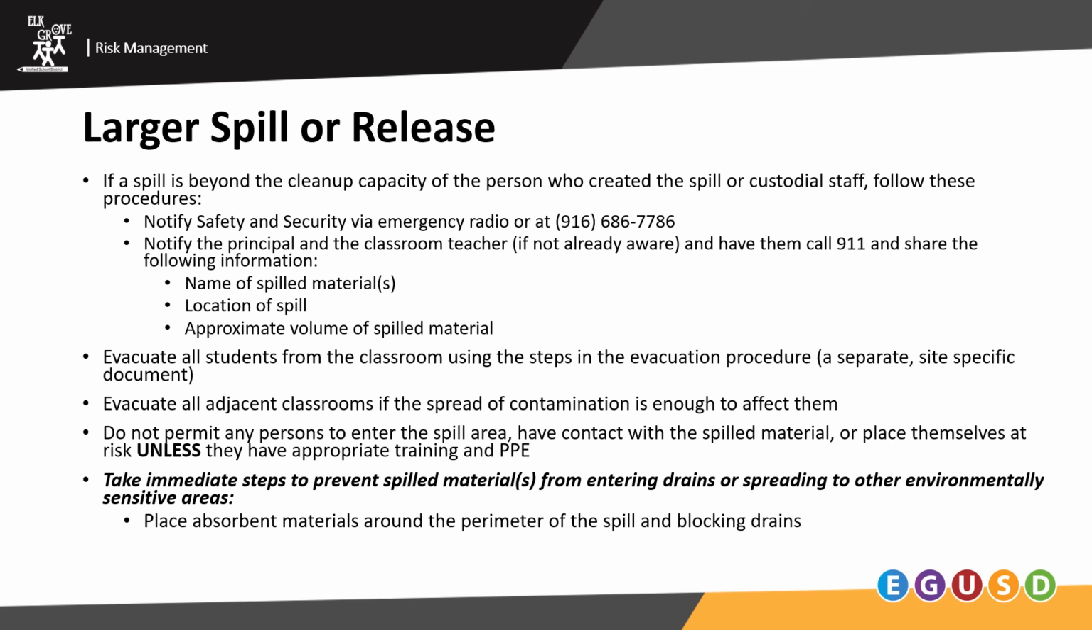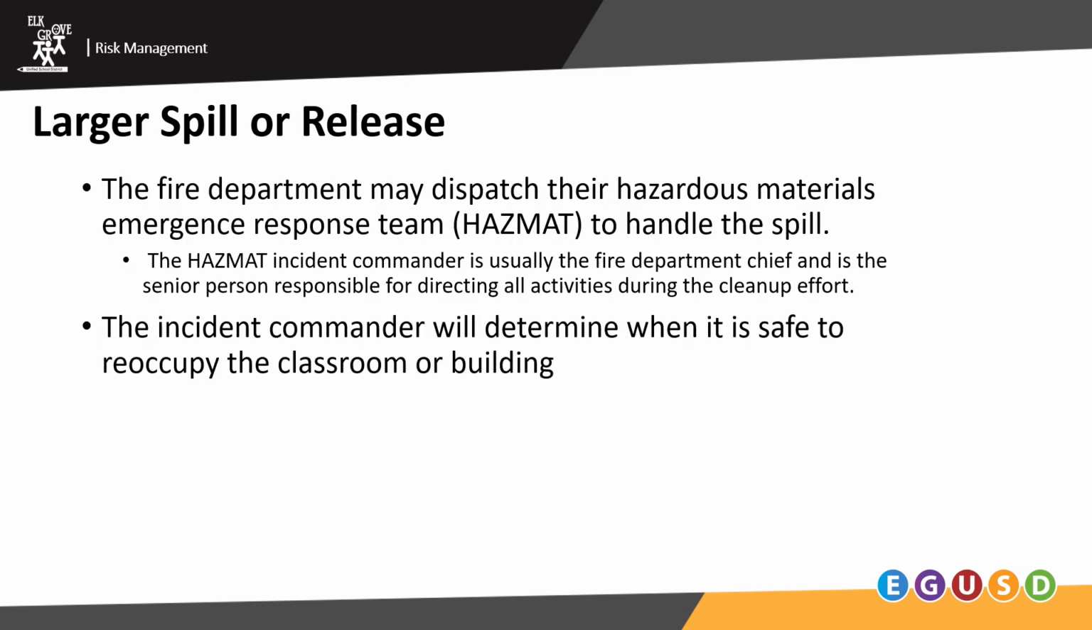Evacuate all students from the classroom using the steps in the evacuation procedure, a separate site-specific document. Evacuate all adjacent classrooms if the spread of contamination is enough to affect them. Do not permit any persons to enter the spill area, have contact with the spilled material, or place themselves at risk unless they have the appropriate training and PPE. Take immediate steps to prevent spilled materials from entering drains or spreading to other environmentally sensitive areas. Place absorbent materials around the perimeter of the spill and blocking drains.